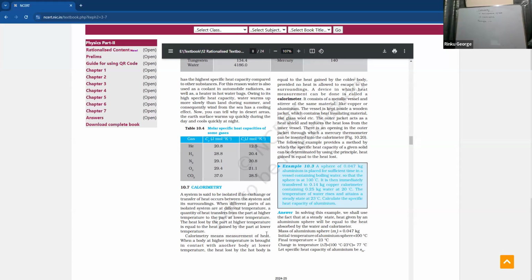Dan, can you explain? Okay, Royden, explain calorimeter. Okay, basically it's used to measure heat. Then how is it constructed? It's like a metallic vessel with a stirrer of the same material, like aluminum or copper. Then there's a wooden jacket too, to insulate it so heat doesn't get lost.